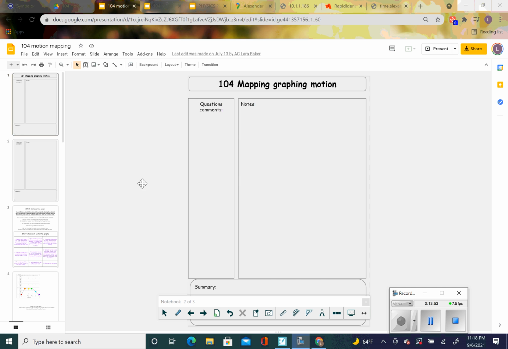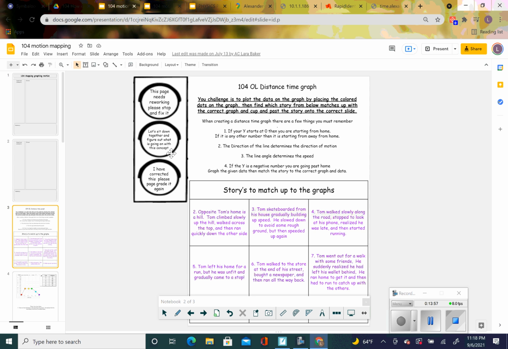Okay, so now we're going to do the activities. So this page number 3 on your interactive notebook 104, your challenge is to plot the data on the graphs by placing colored dots on the graph, then find which story from below matches up with the correct graph, and that's supposed to be cut, not cup, and paste the story onto the correct slide.